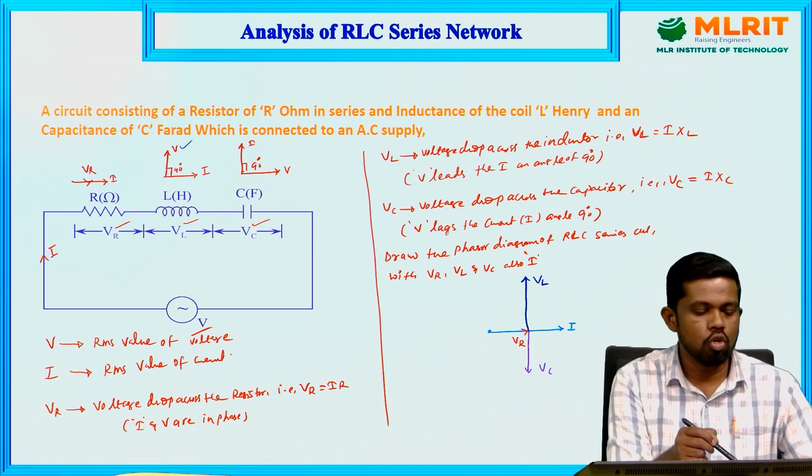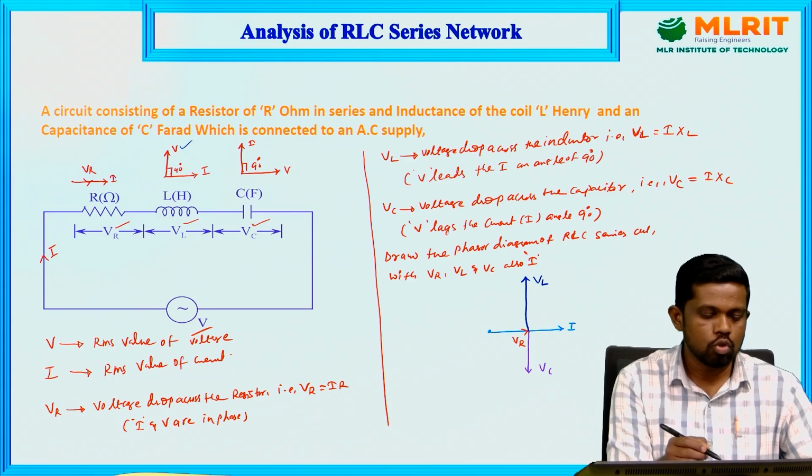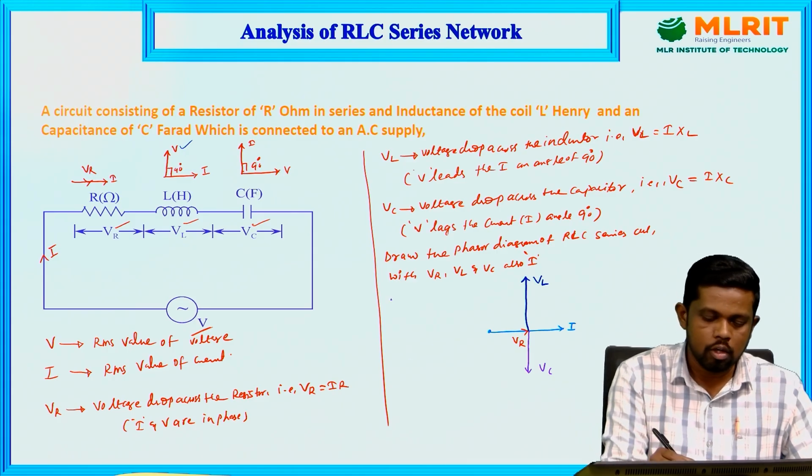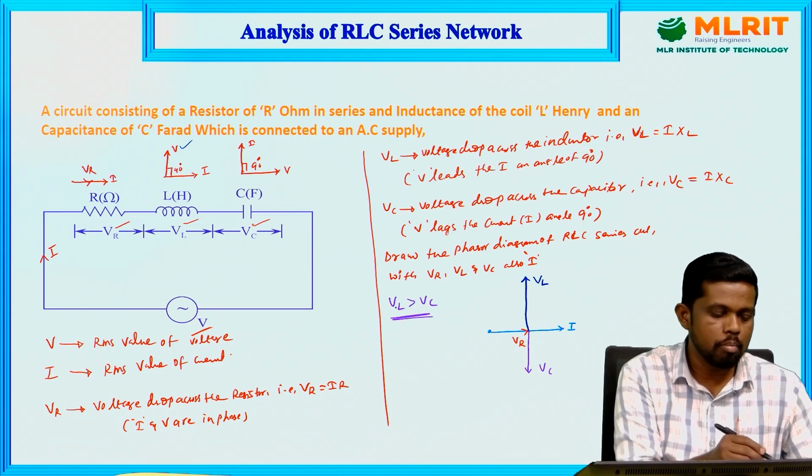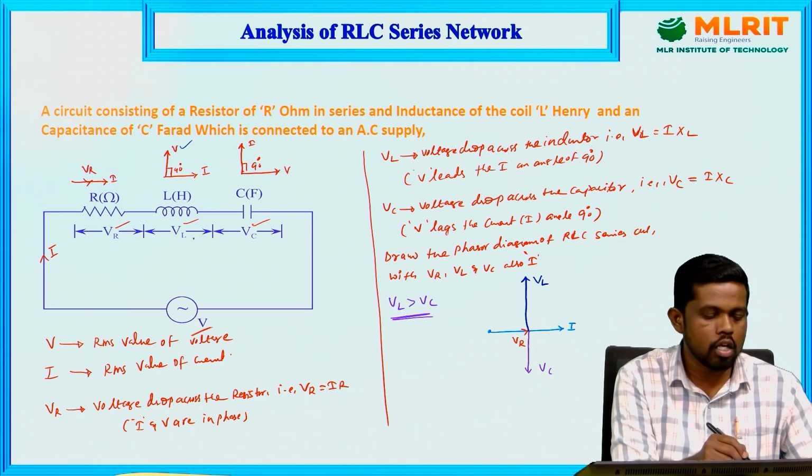Then the most predominant term is VC, which means the corresponding circuit should effectively be a capacitor network. Based on that, we need to take the most predominant term. In this case, VL is greater than VC. So for this case, it is effectively a purely inductive network.